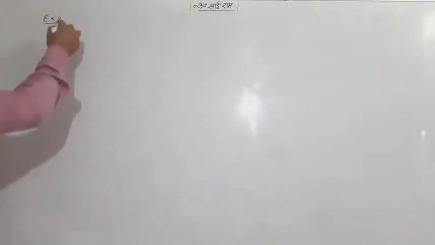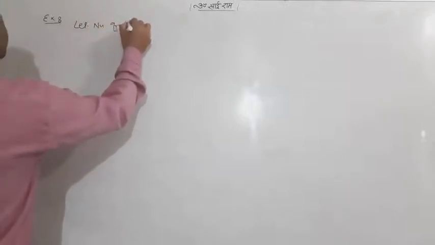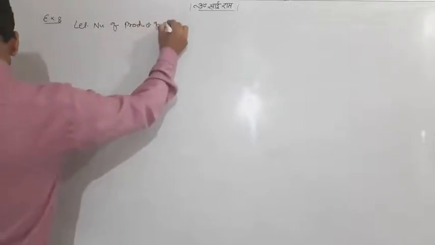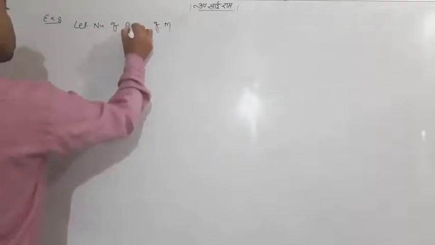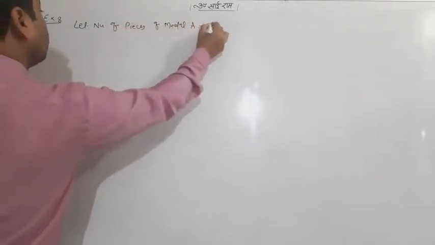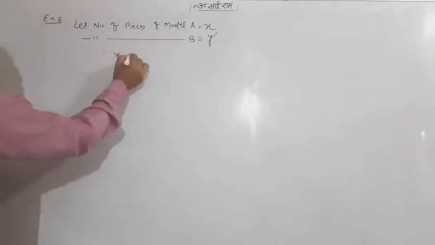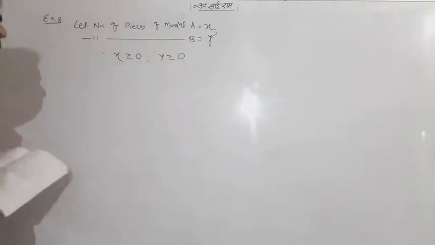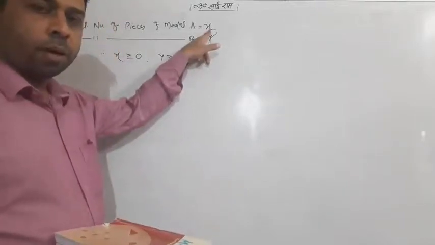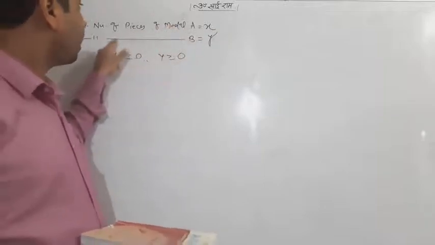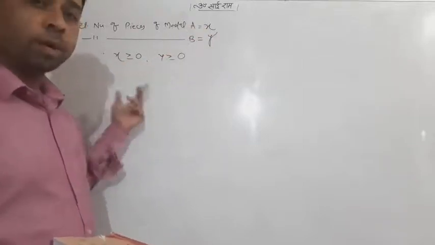So we'll start with the sentence. Let the number of pieces of model A manufactured be X, and the number of pieces of model B manufactured be Y. When two things are to be written, this is certain, we always have to write it. So X and Y we have assumed like that, and these two are definitely certain.